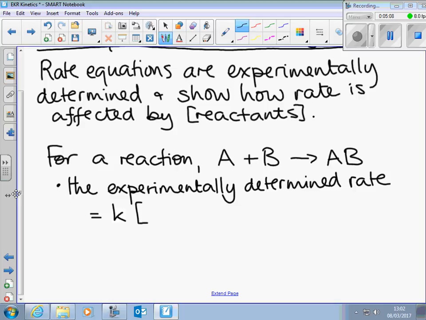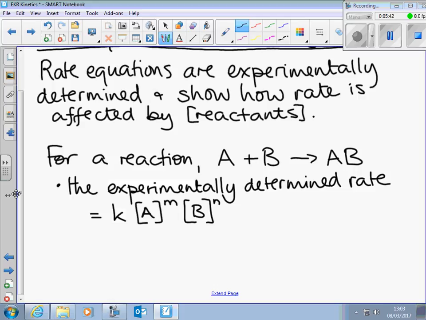multiplied by the concentration of reactant A to the power m. I'll tell you about these in a minute. Also multiplied by the concentration of reactant B to the power n. All right, I'm not going to talk about indices at this point. We'll wait until it all goes horribly wrong. Right. So far, all right, k times [A] to the m times [B] to the n.